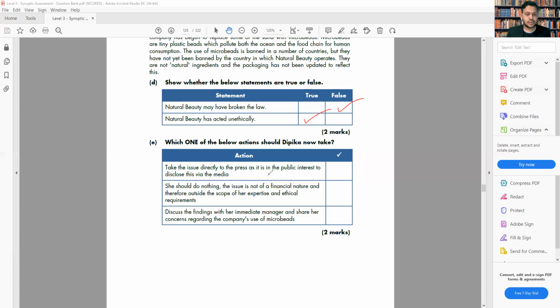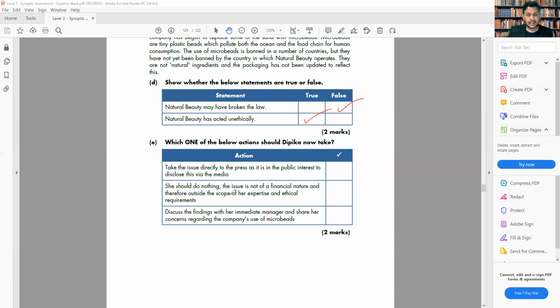The next one is, which one of the below actions should Deepika take now? The first one is to take the issue directly to the press. Don't do it. If you work as an employee or as an accountant, you do not damage the reputation of the business immediately because you find something. Maybe if you take action or let them know, maybe they'll stop doing this. So you have to go another way. You cannot just call the press and damage the company's reputation.